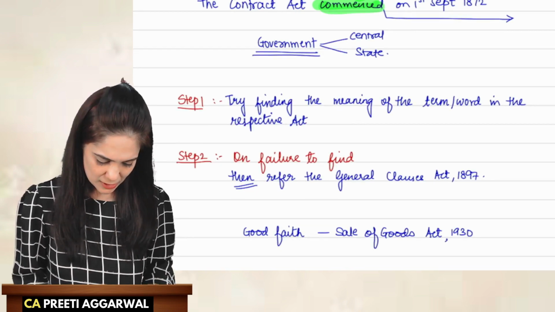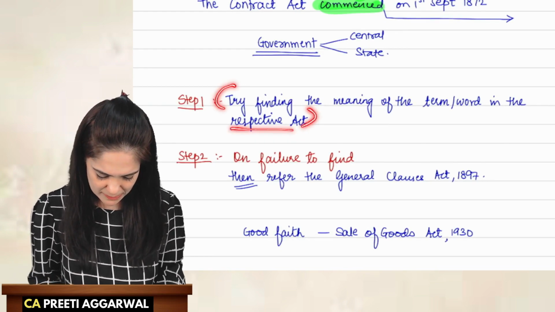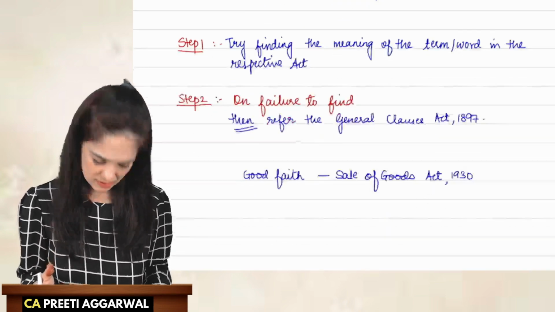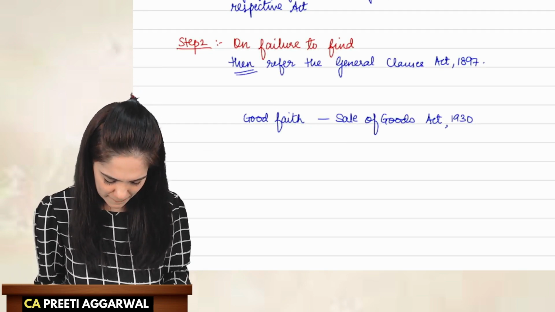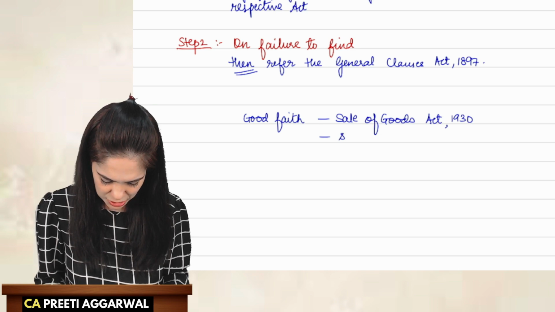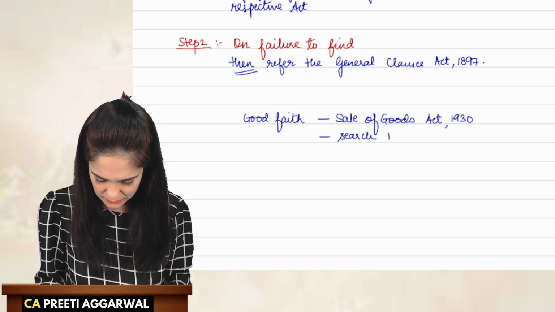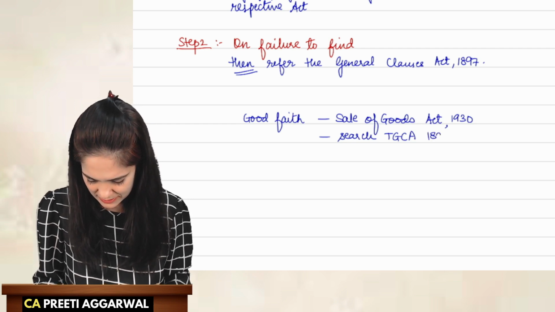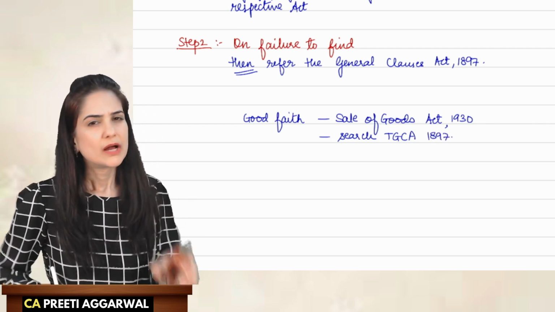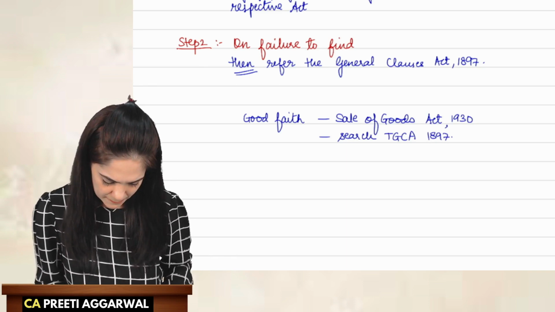Step 1. Try finding the meaning of that word in the respective act. You didn't find, na? Come here. General Clauses Act will explain the meaning of that word. Then search the General Clauses Act, TGCA. You will find the word. Wait a minute, wait a minute.